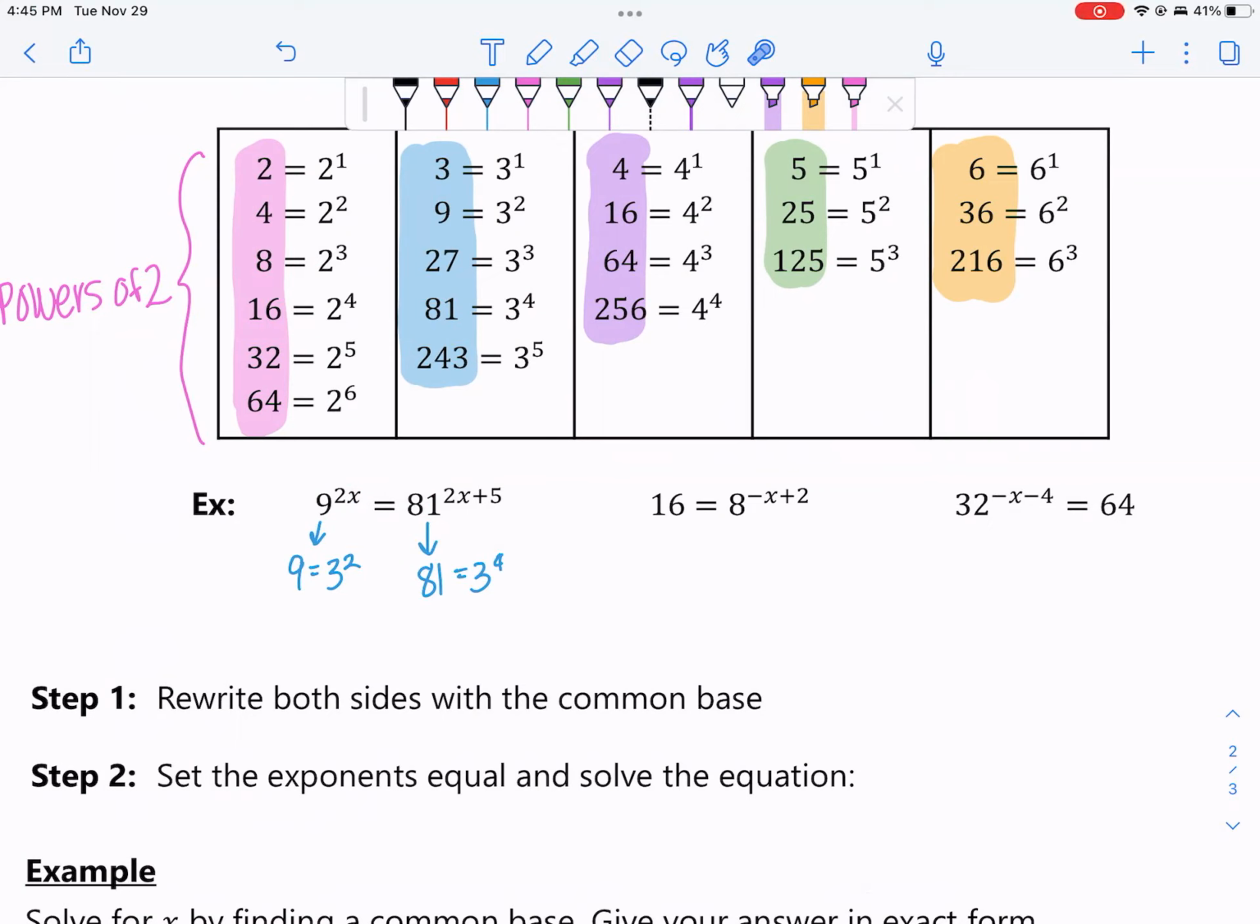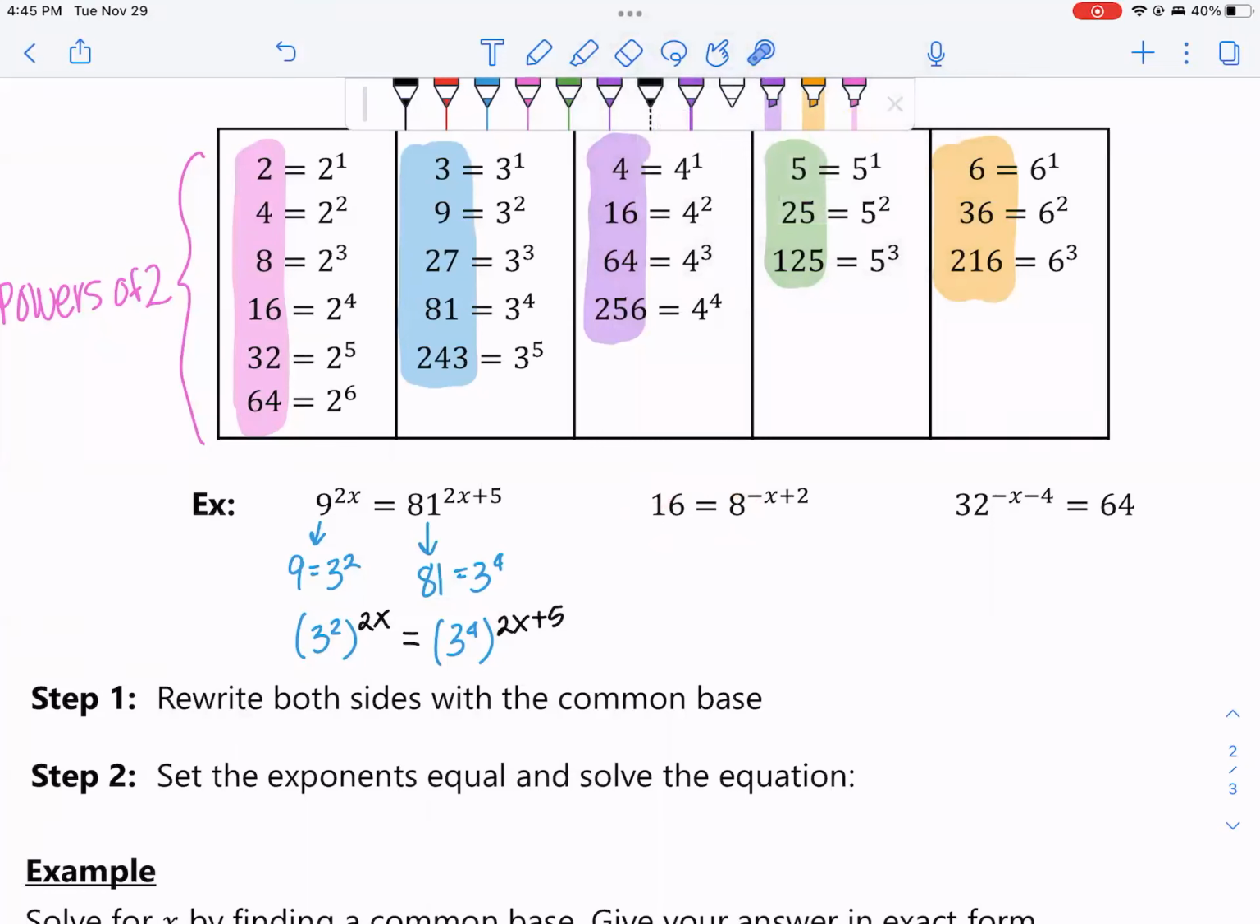So if I replace 9 with 3 squared, I would get 3 squared raised to the 2x, right? 9 raised to the 2x is equal to, instead of 81, I could put in 3 raised to the 4th power, raised to the 2x plus 5. And we can use some rules, and you'll see very soon, to simplify the exponents, and then we have the same base. Both of them will be base 3.